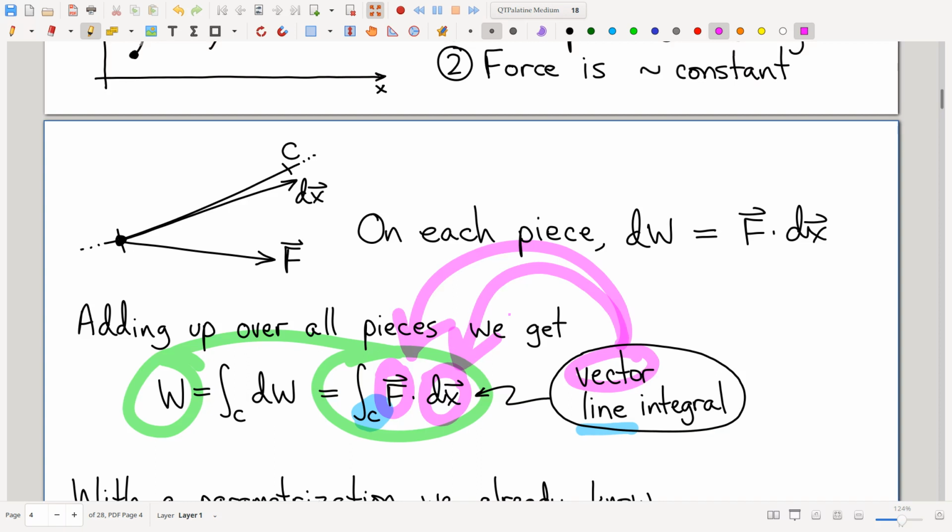It's just to acknowledge that it's a line integral. Yeah, we're adding up over a curve. Yeah, sure. But in a very different way. Is everybody happy?